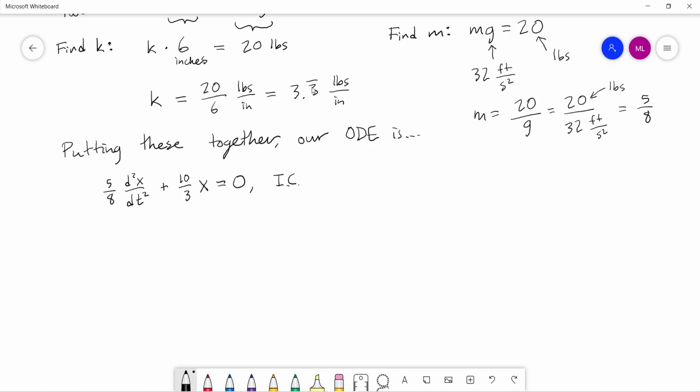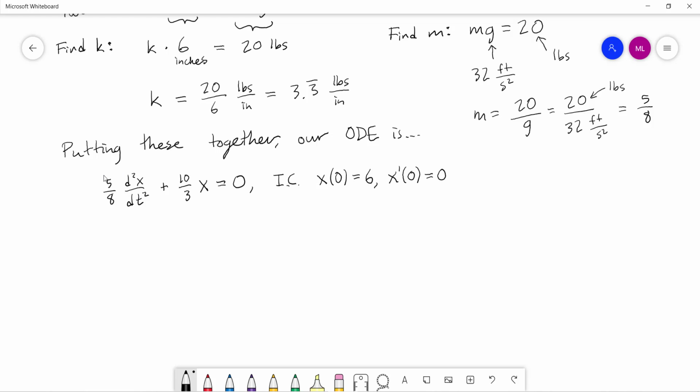The initial conditions, based on what was said, are that we stretch it another 6 inches and let it go. So x at time 0 is equal to 6. We stretched it 6 extra inches and let it go. And when we say we let it go, the idea is that we let it go with an initial velocity of 0. There was no initial velocity given to the object. We just stretched it, stopped our hand, and let go of it. So the initial velocity is 0, and the initial displacement is 6 additional inches.